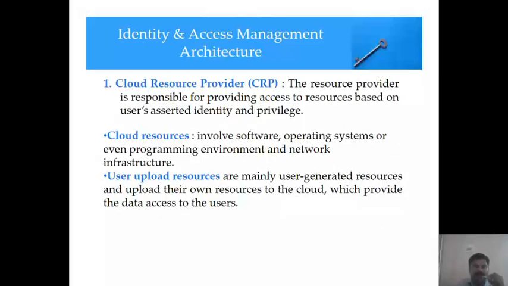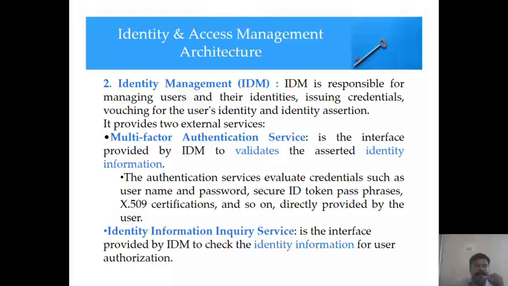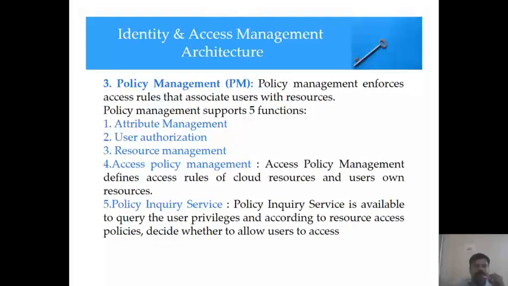The CRP, that is the Cloud Resource Provider or Cloud Service Provider, is responsible for access based on the user identity and privilege. Cloud resources involve software, OS, and the cloud environment. User upload resources are mainly user-generated resources; users upload their own resources to the cloud, which provides data access to the user. Identity management means we are going to check that the user has the correct identity with the help of multi-factor authentication and identity information inquiry service.